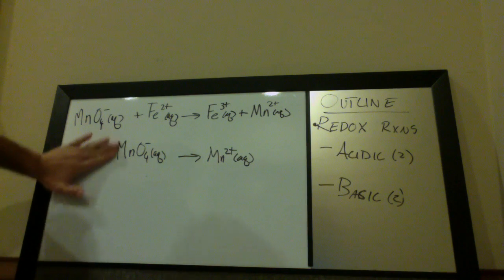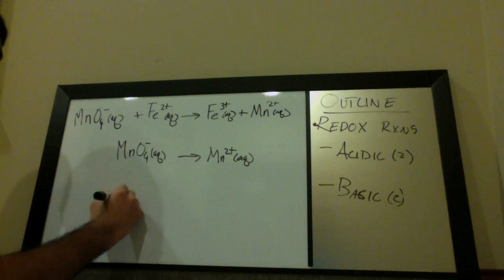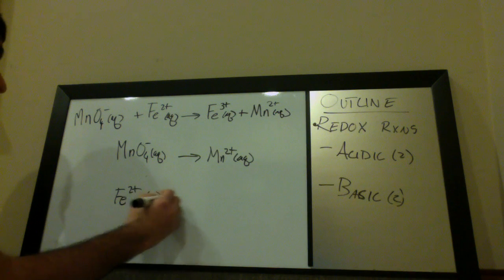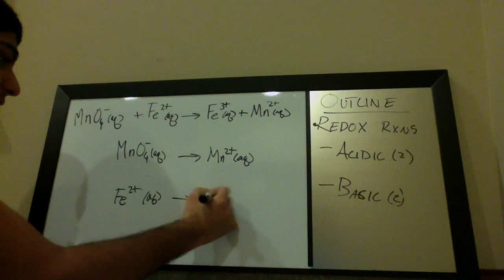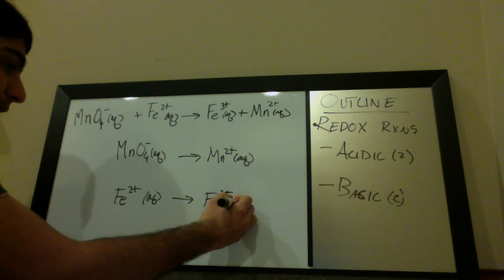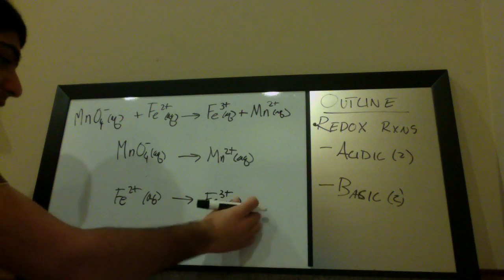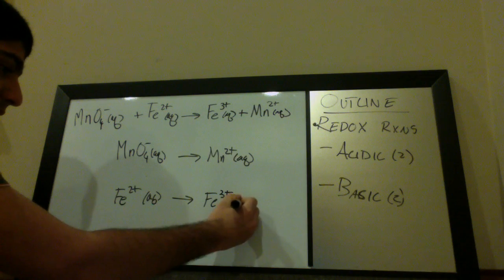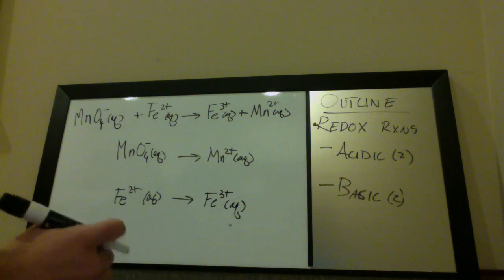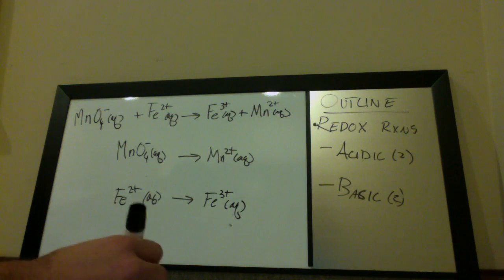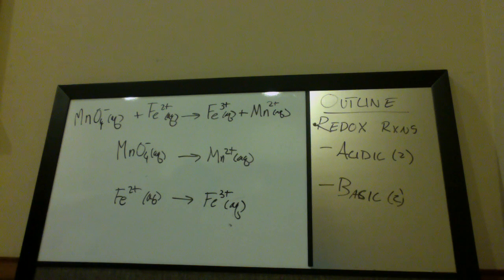Iron 2 to iron 3, it became more positive. It lost electrons. That is what happened. It did not gain electrons, unlike its counterpart, manganese. So therefore, we're going to call this the oxidation half reaction. And so we're going to balance these half reactions.